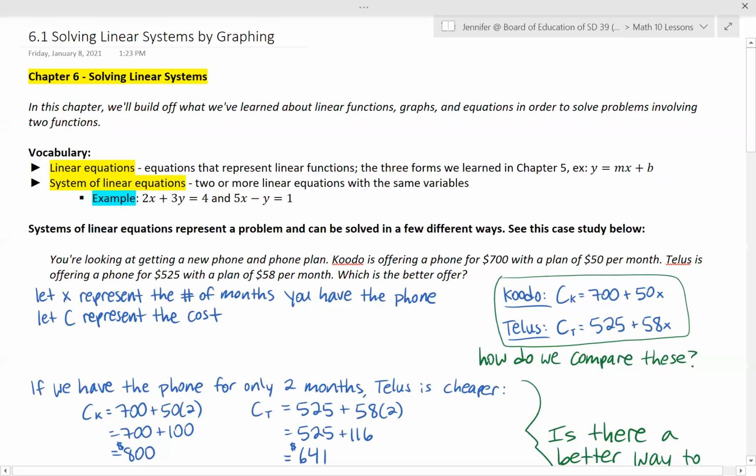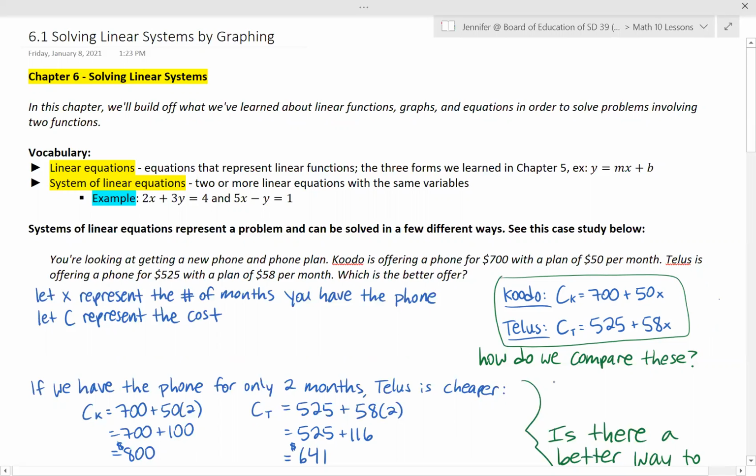So we can represent this with linear equations. Our variables would be x represents the number of months you would have the phone for, and C represents the total cost you would pay. So here are the two equations I came up with for each company, Kudo and TELUS. So for Kudo, you pay $700 up front and then $50 for every month that you have the phone. Whereas TELUS, you pay $525 up front and then $58 for every month you have it.